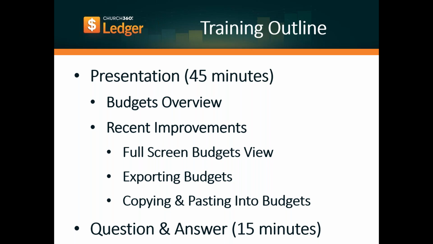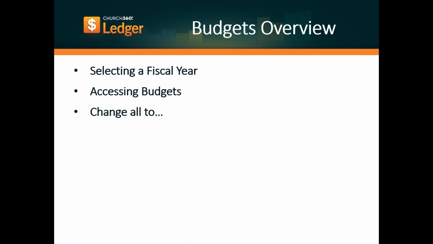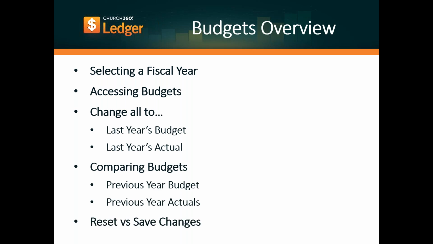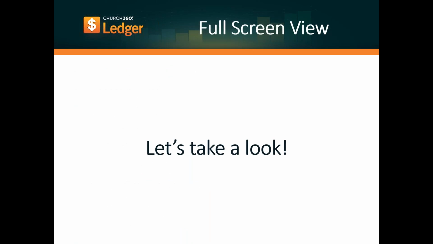So we're going to just jump into it right here since we only have an hour. And we're going to go over a general overview of budgets. So included in here: selecting a fiscal year, getting to budgets in Ledger, changing all your numbers to last year's budget, last year's actuals, comparing your budgets to the previous year actuals, and I'm going to overview those buttons at the bottom of your Ledger view that have reset changes versus set changes versus save changes. So let's take a look.